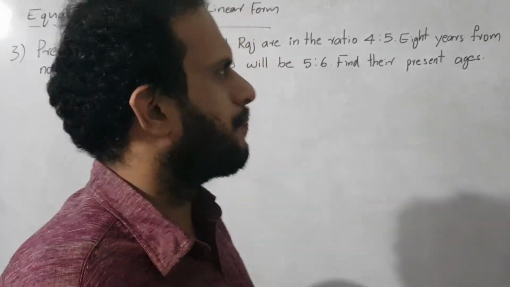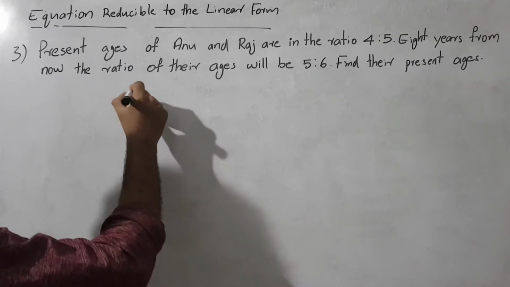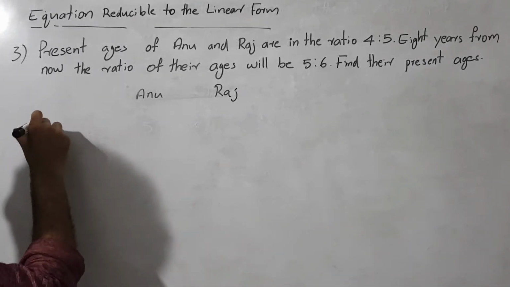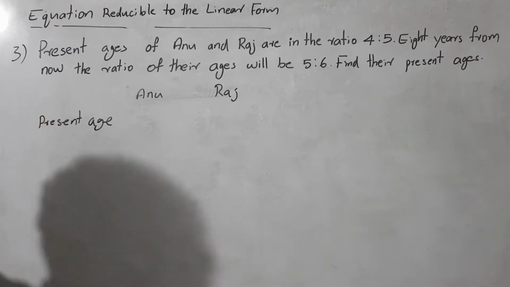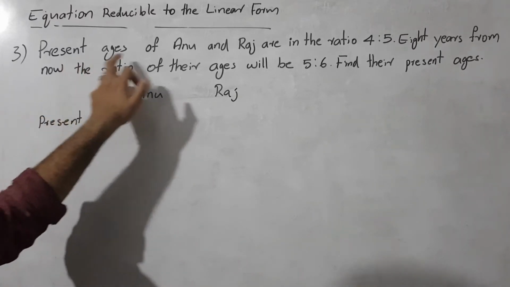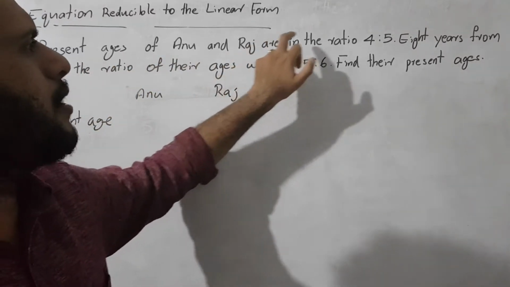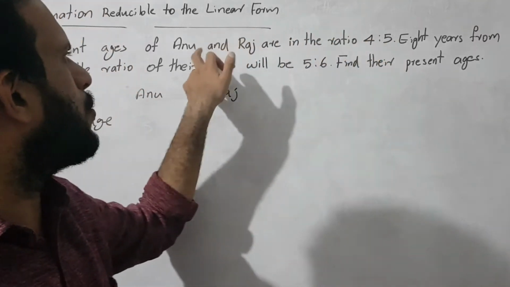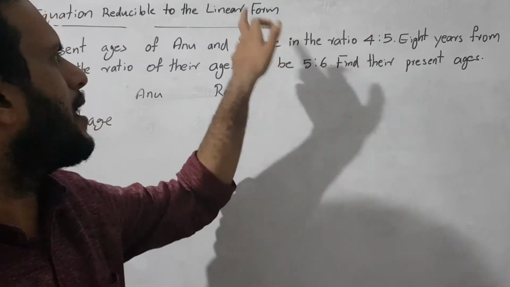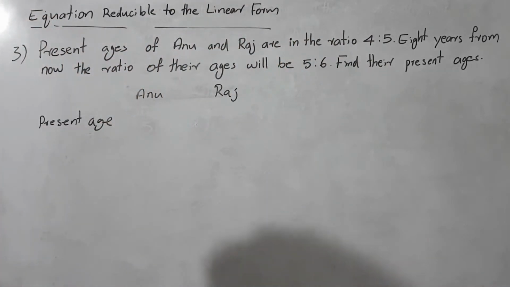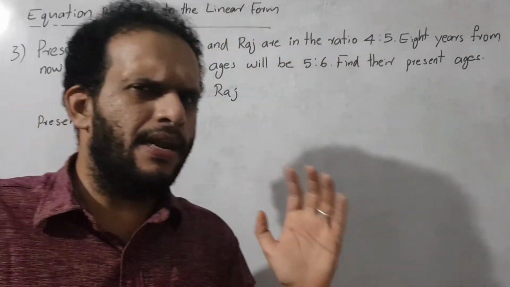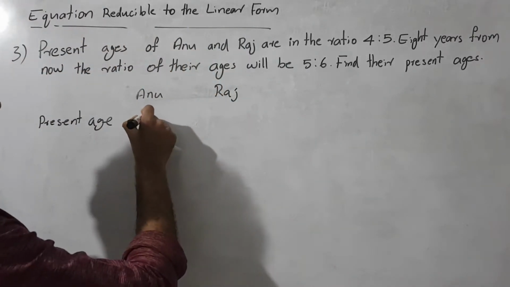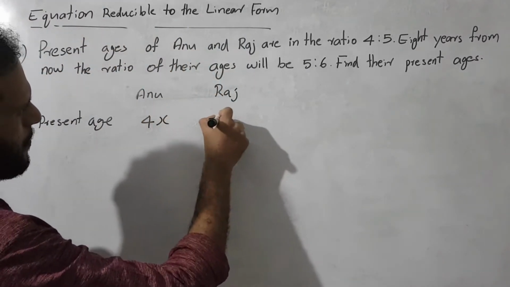Then how do we start? We have two persons. Then we have two conditions. First one is the present age. The ages of Anu and Raj are in the ratio 4:5. 4 is representing the age of Anu and 5 is representing the age of Raj. It is a ratio. Then how do we write? We already learned it. Am I right? Yes. How to write? That is 4x and 5x.